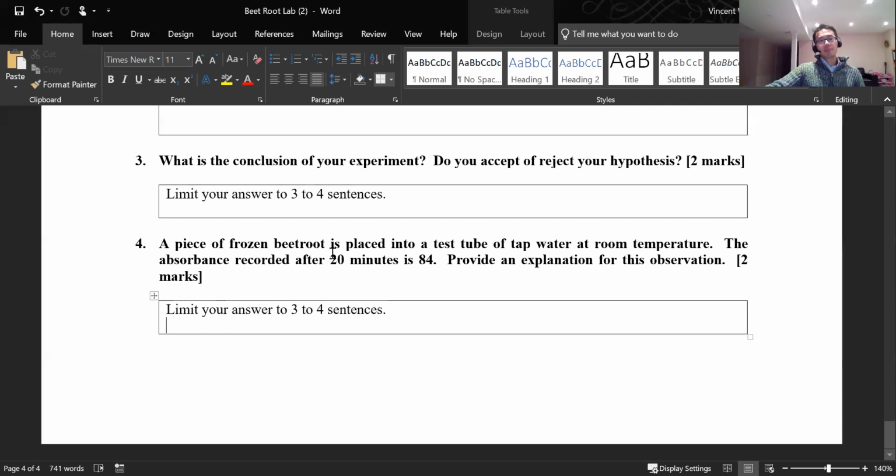Number 4, the frozen beetroot. We talk about this in class, right? When you freeze it, ice crystals are going to puncture the membrane. The expansion of the water will rupture the cell membrane. So even when you bring it back to room temperature, the whole membrane is full of holes already. So everything would just leak out, regardless of the temperature. So even though we are doing it at room temperature, the absorbance is going to be very high.